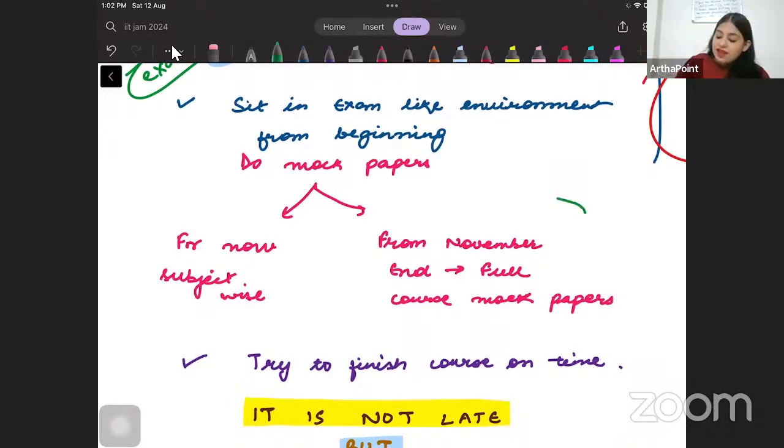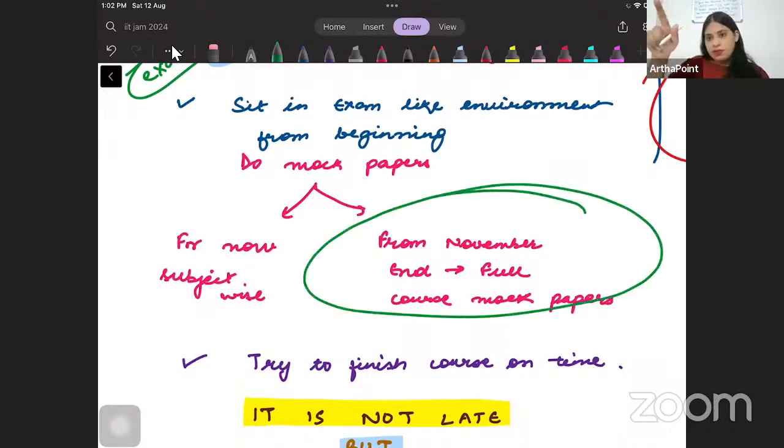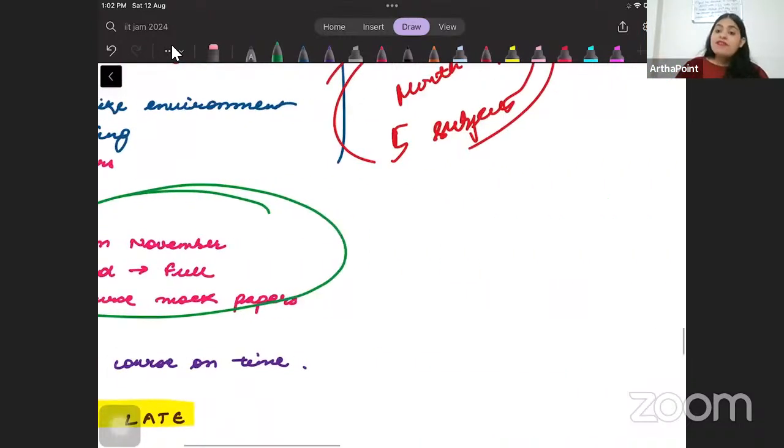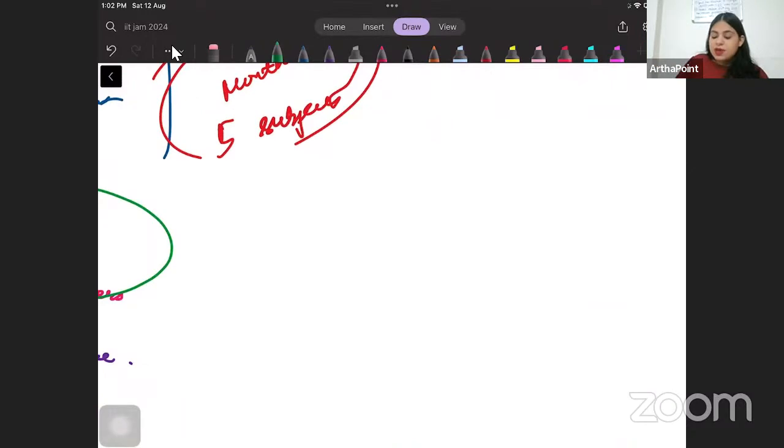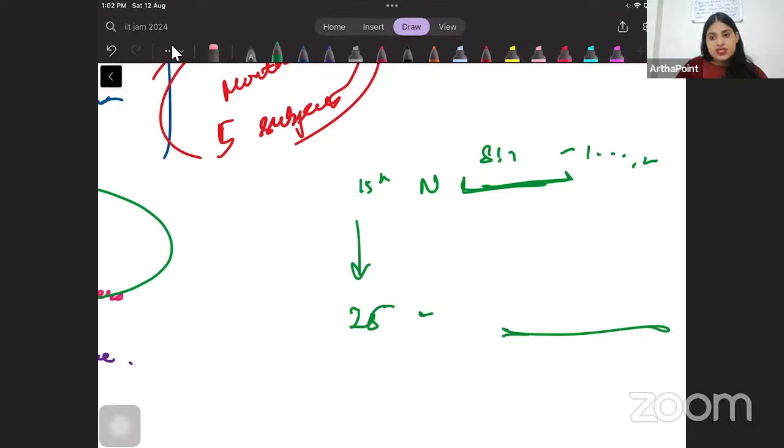Similarly, starting from November end, we will start the mock papers. I will give you a timetable. Ki beta, first paper is on 15th November. From this time to this time, 8:30 to 11:30 in the night. Then second paper is on 25th November, this time to this time. You have to sit during that time only and do that.